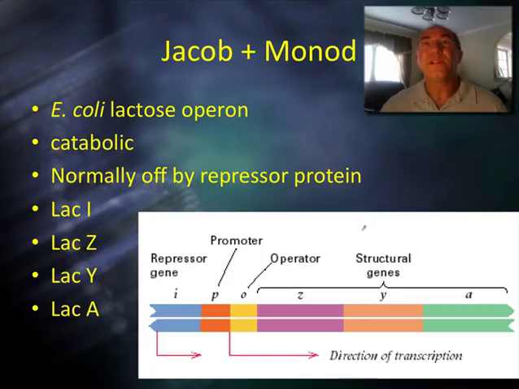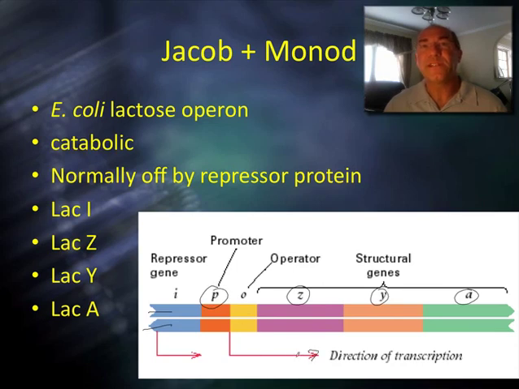So the original work was done by two gentlemen called Jacob and Monod in France, and they studied the E. coli lactose operon. Now an operon is a series of genes that are linked together that perform a common function. So this diagram here, this is double-stranded DNA. Here are the two strands of DNA. There are 3 genes in this operon. There's Z, there's Y, and there's A, and they're all linked together, and they're all controlled by a single promoter.